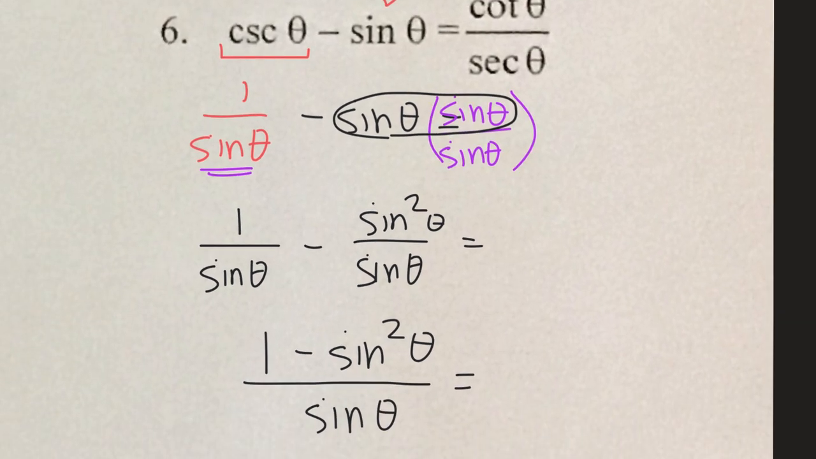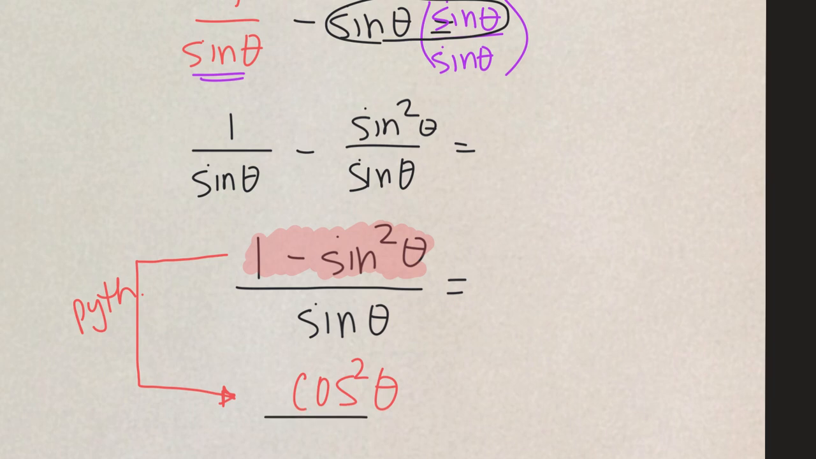So hopefully this is becoming recognizable. What do you recognize 1 minus sine squared as? That's your Pythagorean identity, and I can replace 1 minus sine squared with positive cosine squared. So here's my substitution part, right? This is a pre-calculus part, substituting with a trig identity. So now I have cosine squared over sine, which takes us back to problem number 3.